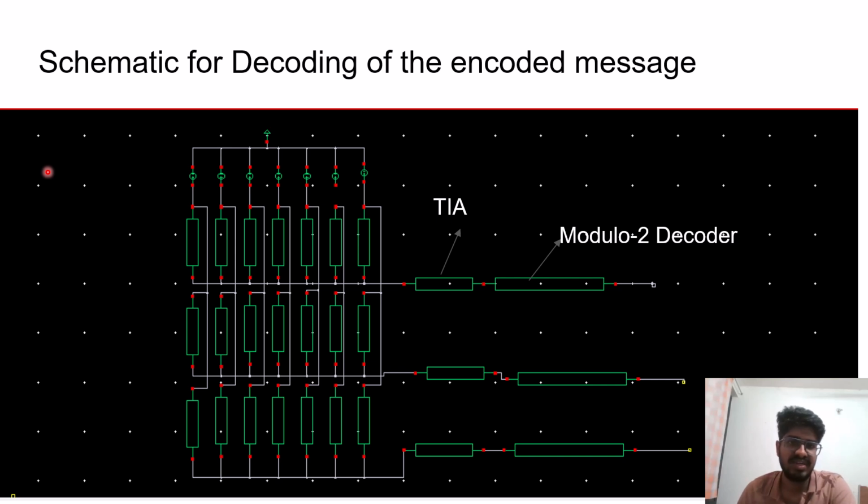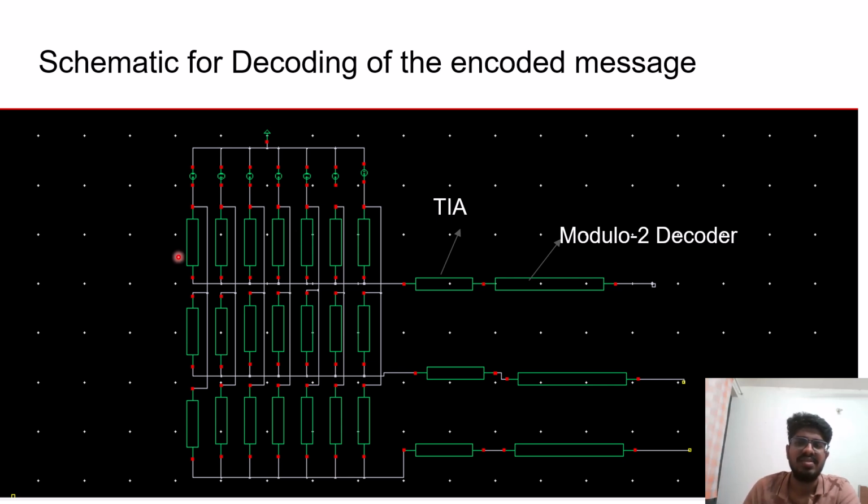Decoding operation is similar to the encoding operation, but at the receiver side. So what happens is, from the encoding circuit, we have got 1 cross 7 message bits. These 1 cross 7 message bits are applied to the parity check matrix of the RRAM. The parity check matrix values are mapped into this RRAM array, similar to what we have done in the encoding mechanism.